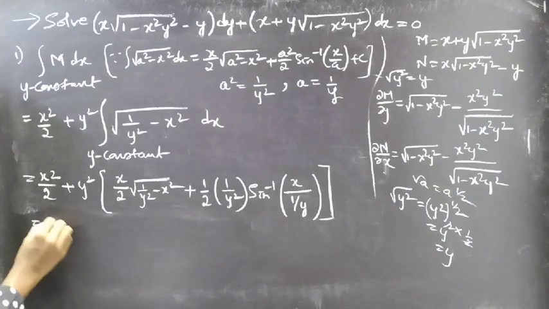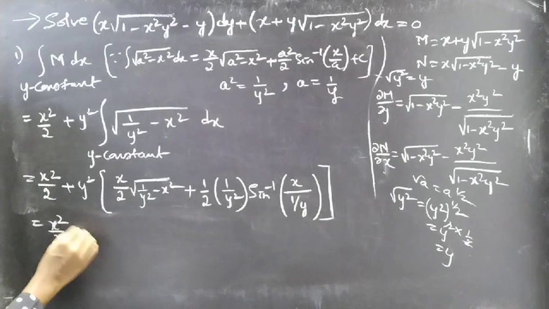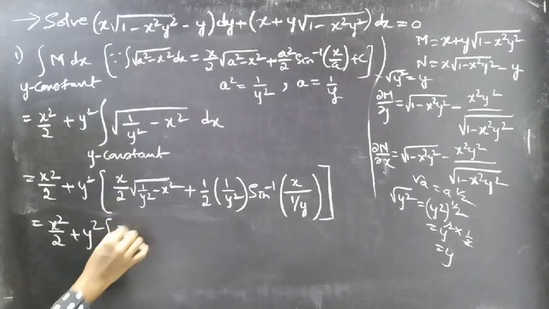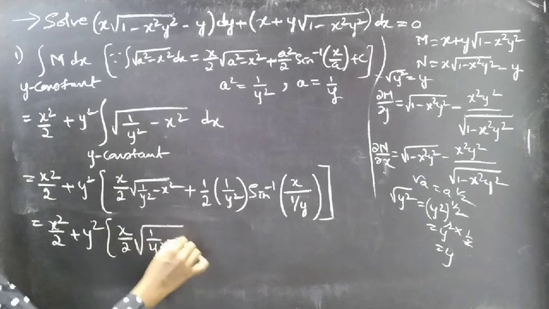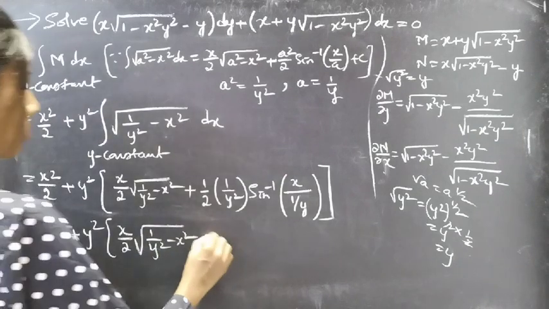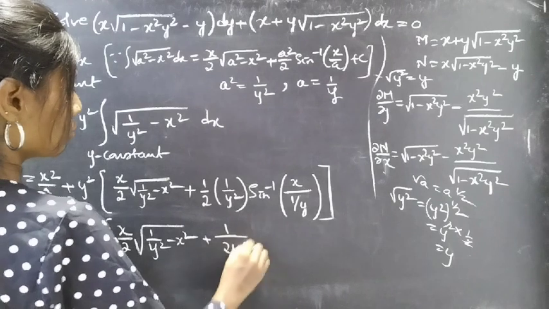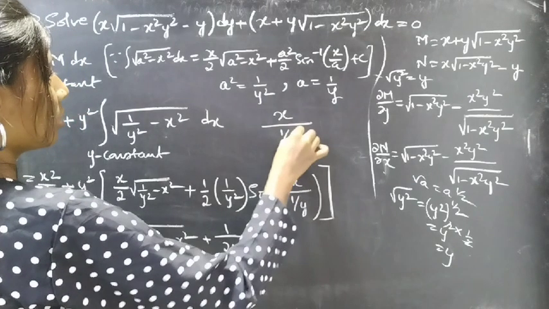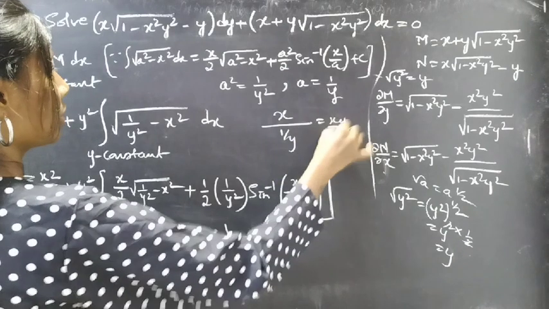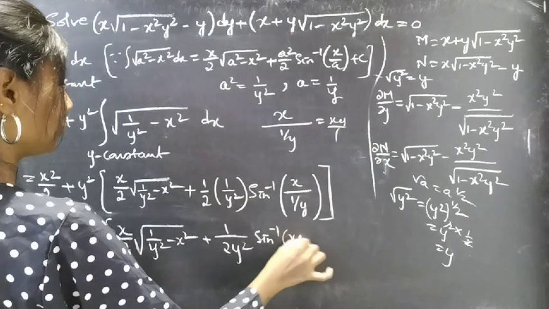This gives us x square by 2 plus y square into x by 2 square root of 1 by y square minus x square plus 1 by 2y square into sine inverse x by 1 by y, which equals sine inverse of xy. So you'll get sine inverse xy.